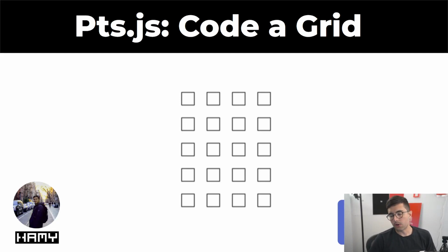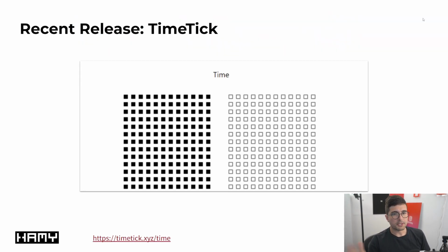In this video, we're going to be exploring how to code a grid in Pts.js, in this case, a grid of squares. So why are we doing this? Well, I recently released TimeTick, which is a visualization of time, and one of its pages, time, tries to visualize elapsed time versus time remaining in the form of a dynamic grid. So let me show you what this looks like.